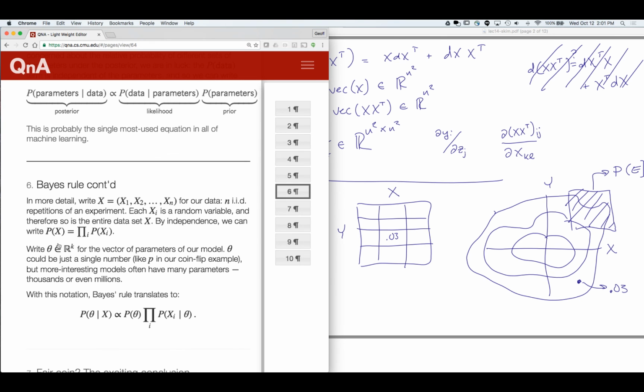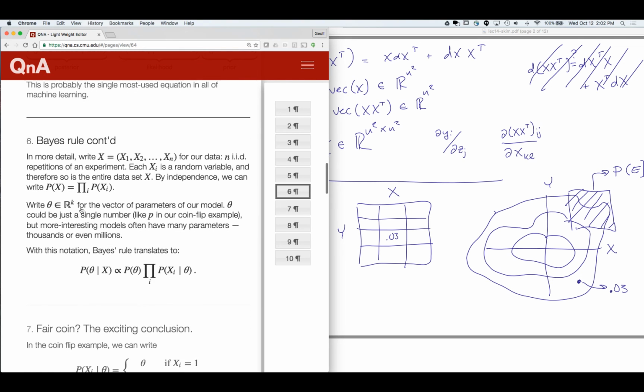We're going to write theta for our parameter. Theta could be a single real number, or it could be a vector of lots of parameters, like the weights of a deep neural network. And so with this notation, p of parameters given data is proportional to the prior distribution over parameters times the likelihood, which factors because of IID-ness into the product of p of each individual data point given our parameters.